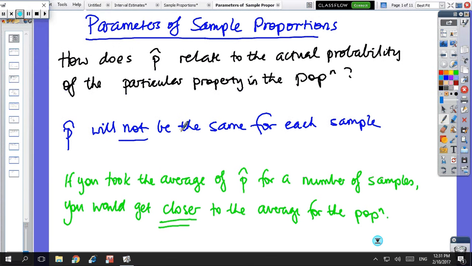Okay, so unfortunately this video is a bit long, but I really couldn't break it into smaller bits, so you just have to be patient. So this one's called parameters of sample proportions.